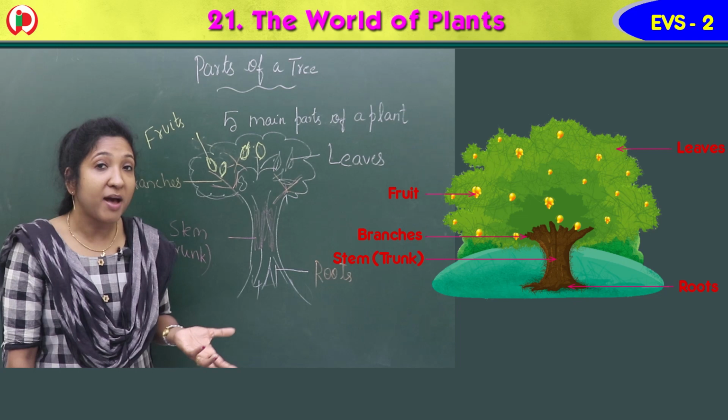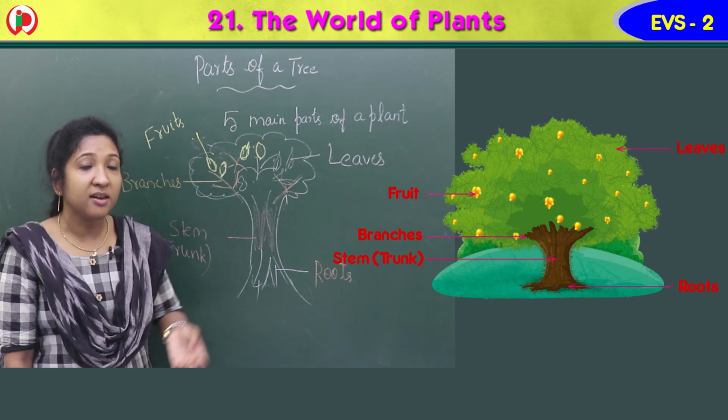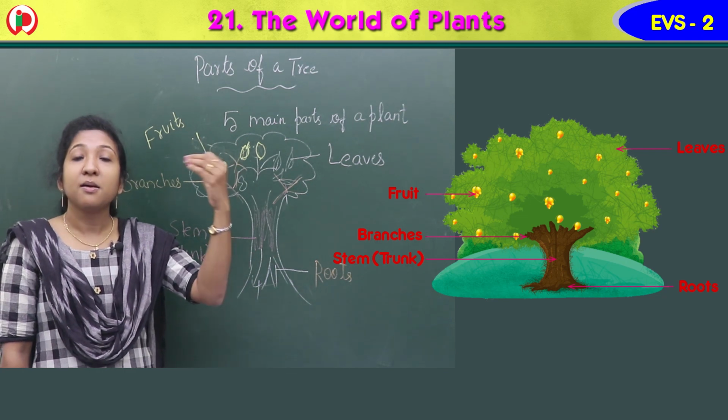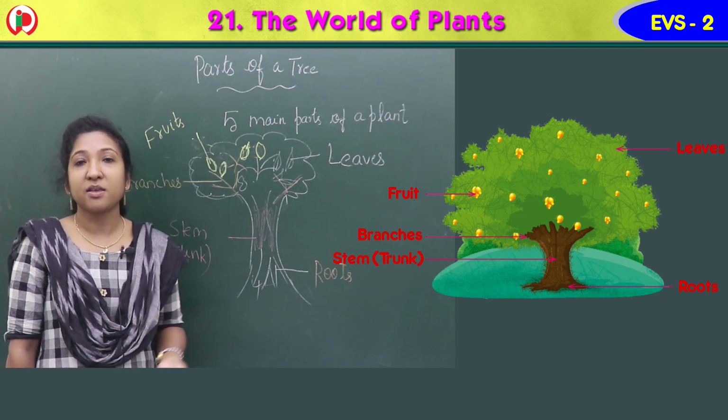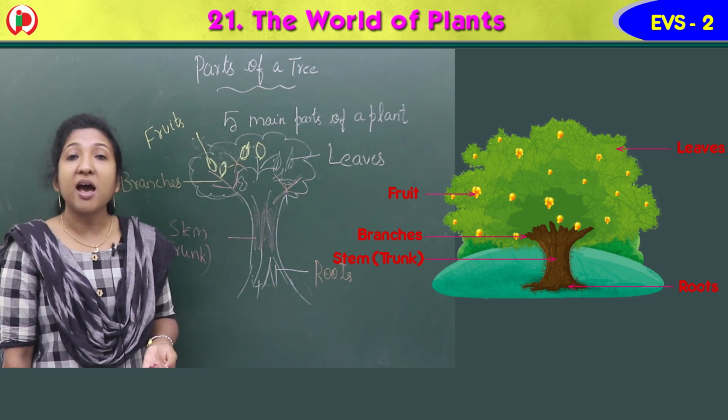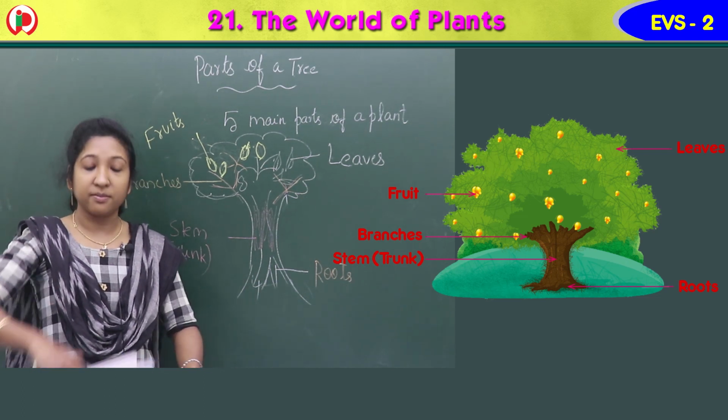Which are the main parts of a plant or a tree, children? Leaves, roots, fruits, branches, stem. Stem also called as trunk. Trunk. Yes.